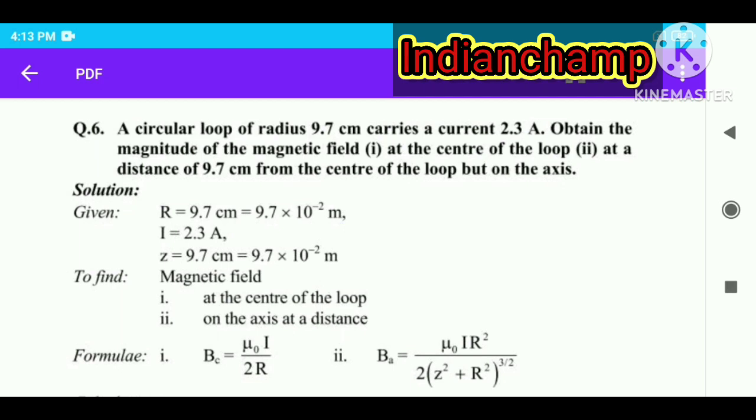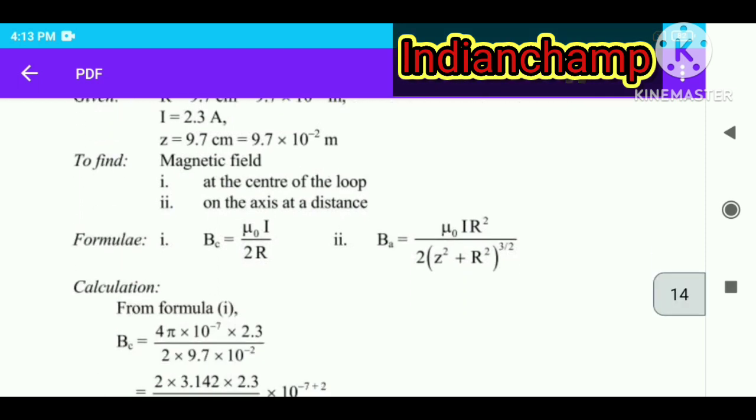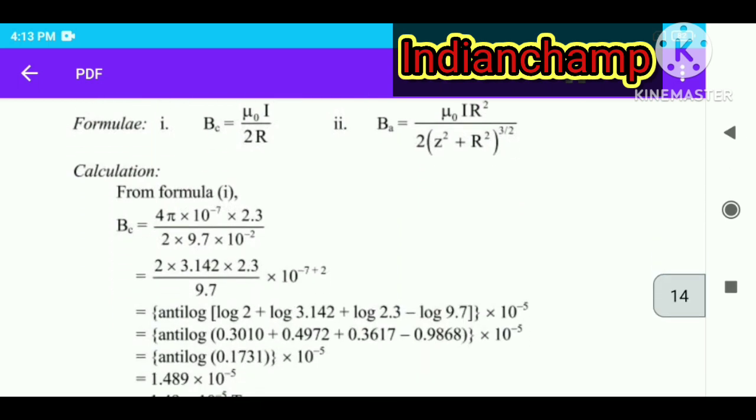To find the magnetic field, first at the center of the loop, second on the axis at the distance Z. From formula I, BC is equal to mu0 I divided by 2R. Second, BA is equal to mu0 I R square divided by 2 into bracket Z square plus R square bracket raised to 3 by 2. Calculation from formula I.